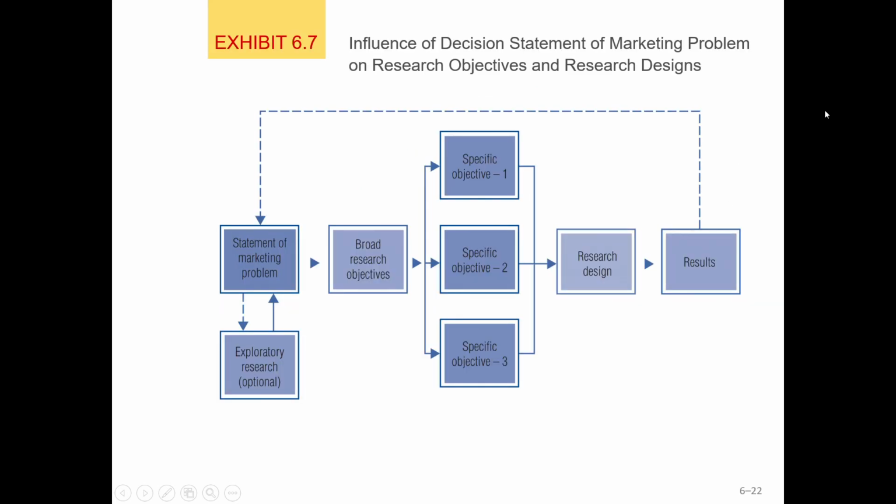Here we see the influence of the decision statement of the marketing problem on the research objective and project design. We have specific objectives, but we start from the statement of the problem, then the broad research objectives, the three objectives in this case, the research design, the results, and then again from the beginning if we need to improve something.